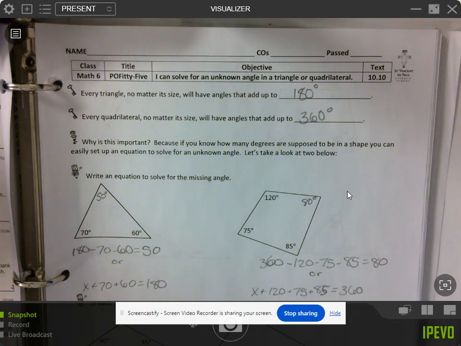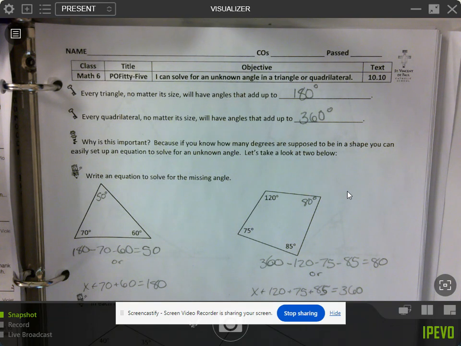Good morning. Today we are correcting PO55. PO55 is a power objective. We have to understand this one. I can solve an unknown angle in a triangle or a quadrilateral.